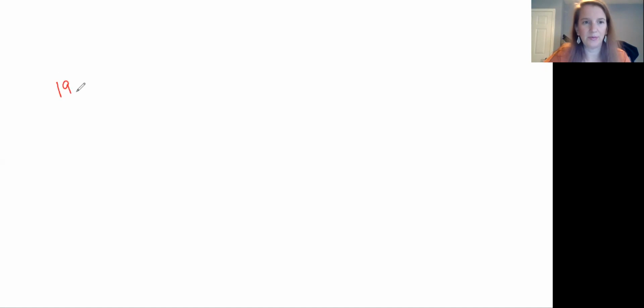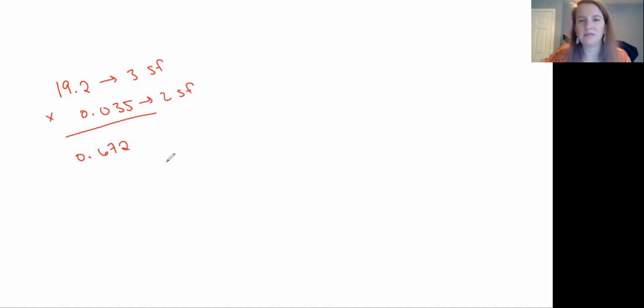Let's say we have 19.2 times 0.035. When you plug that into your calculator, you're going to end up with 0.672. So you want to make sure you're recording your answer to the appropriate number of sig figs. Let's look at the numbers that went into that calculation. This one has 3 sig figs. This number has 2 sig figs. Whichever one has the fewest number of sig figs, that's what you must round your answer to. So we'll have to round this answer to 2 sig figs, which is that position there. We use the number behind it to tell us what to do. So we would record our answer as 0.67.